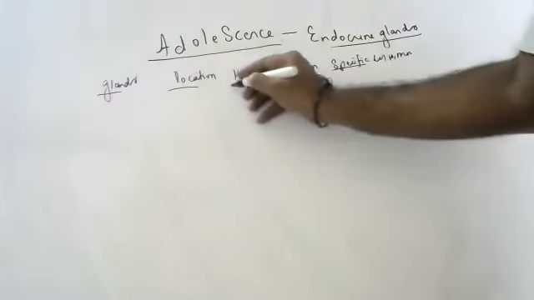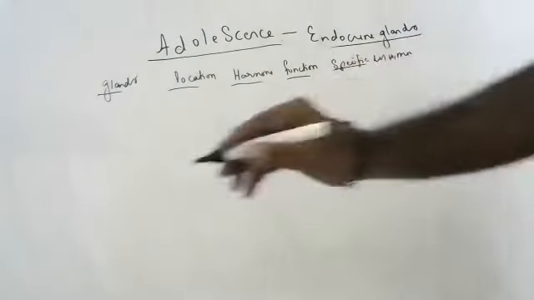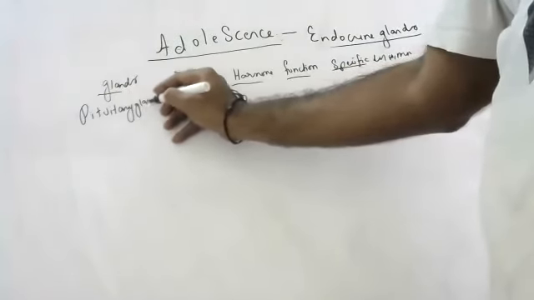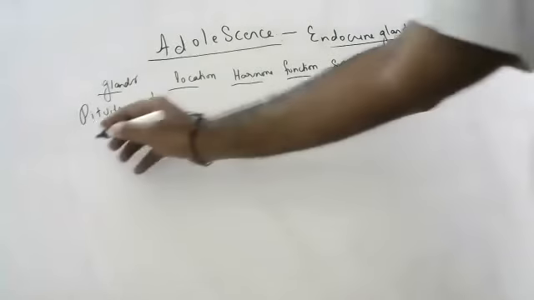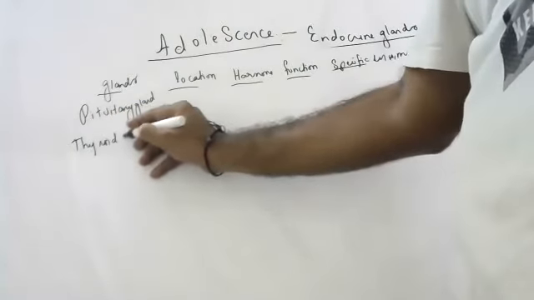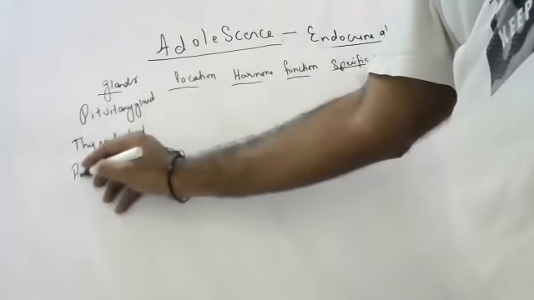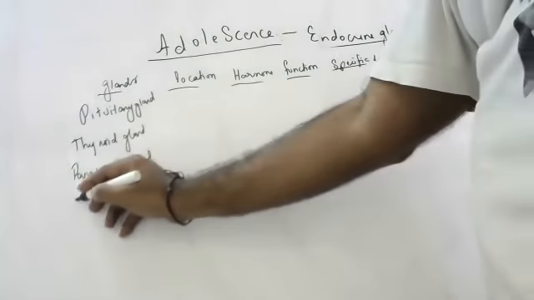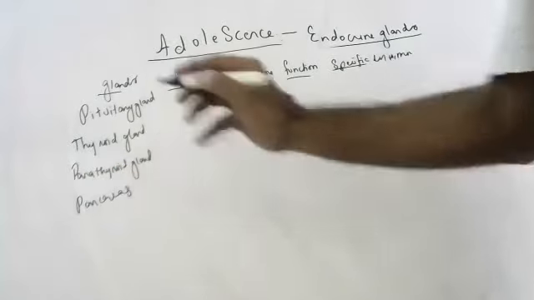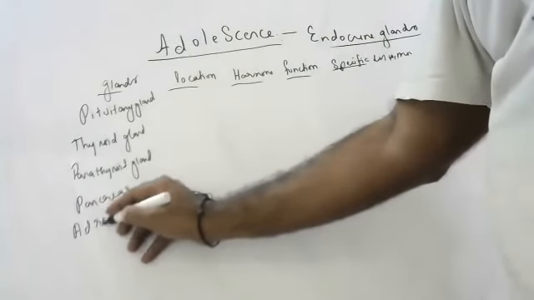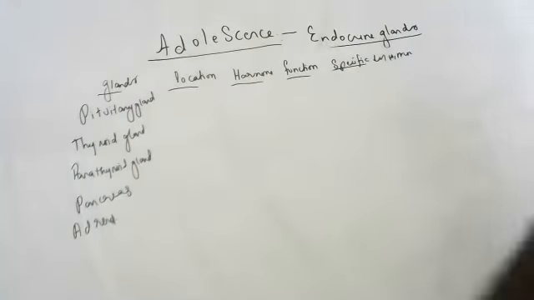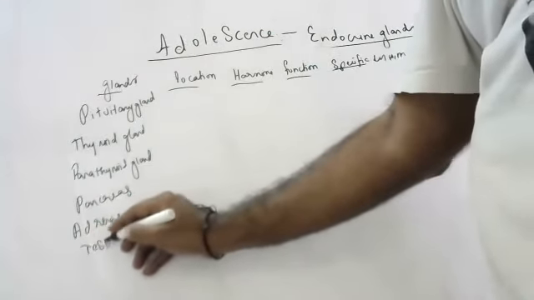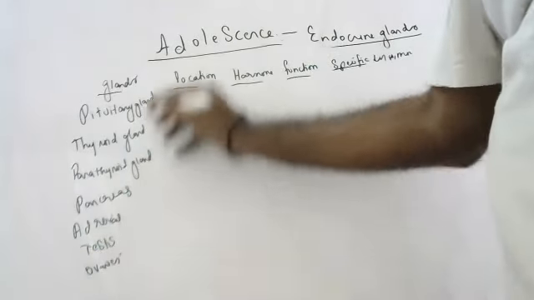So what are the glands which are present? There are so many glands, major glands I will discuss, children. Number one, we have the pituitary gland. Number two, the thyroid gland. Number three, the parathyroid gland. Number four, the pancreas. Number five, the adrenal. Number six, we have testes in males only and ovaries in females. These are the glands which are present, children.